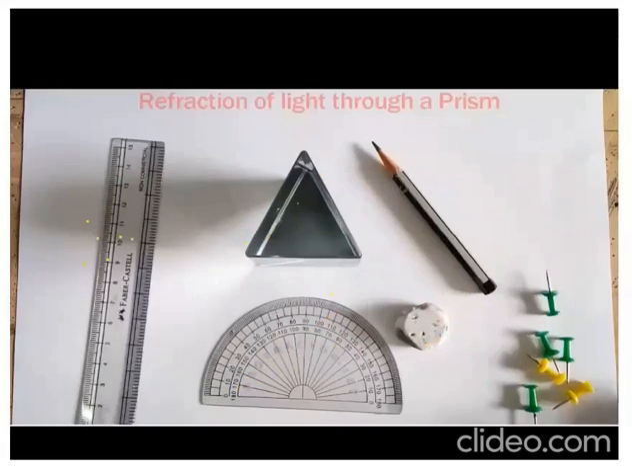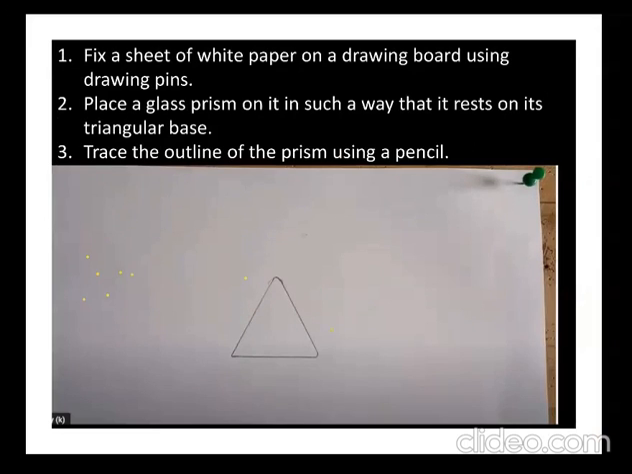So, step number 1, we are going to fix the white sheet with the pins on the drawing board. आपने drawing board रखा लकड़ी का नीचे, on that you are placing the A4 white sheet, and the corners of the paper you are going to fix it with the pin so that the paper does not move. The paper does not move, right?